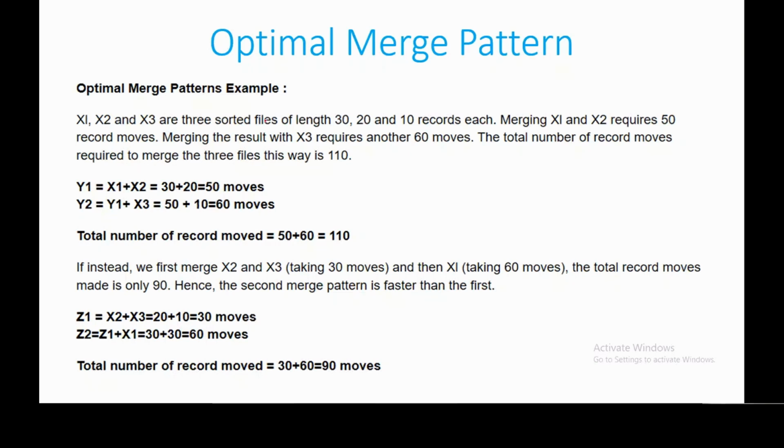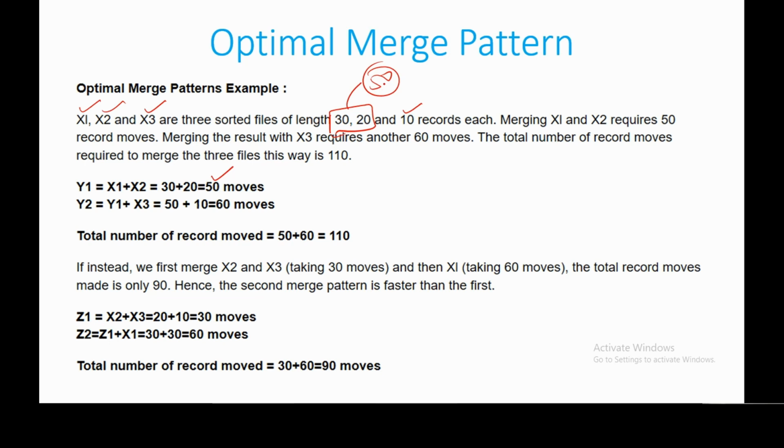We can understand it with this particular example. Suppose we have three files, x1, x2, and x3, and the length of the first file is 30, x2 is 20, and x3 is 10. Let's suppose I take these two files first, 30 and 20. If I merge them, there will be 50 moves, and the merged file will contain 50 elements. The length of the merged file will be 50.